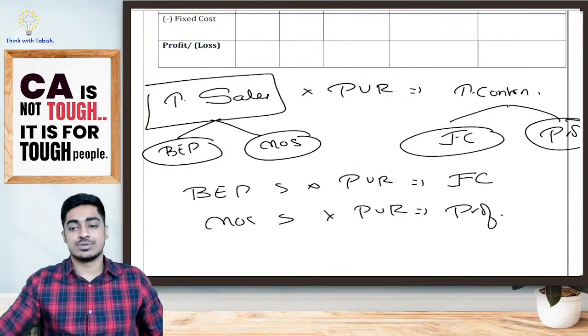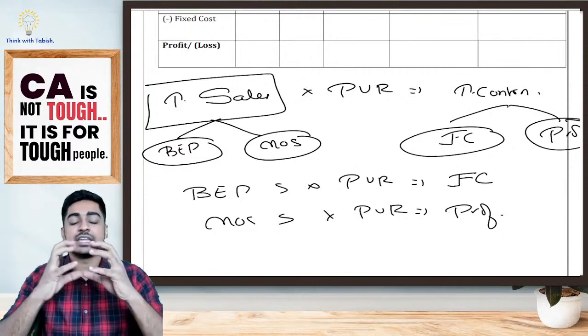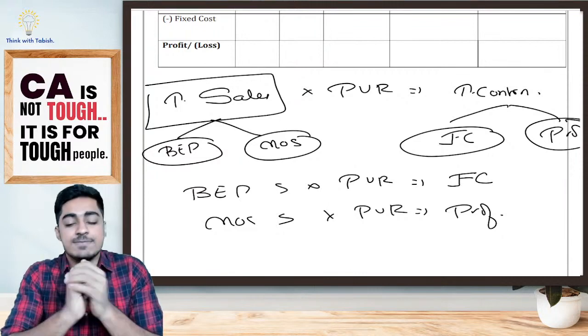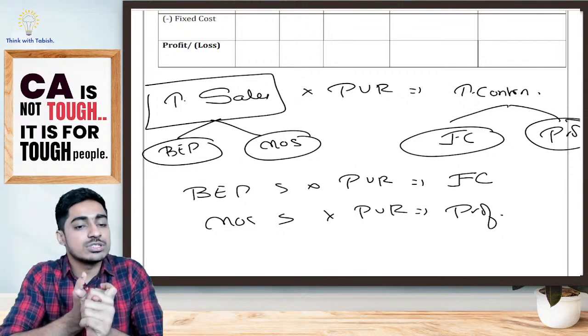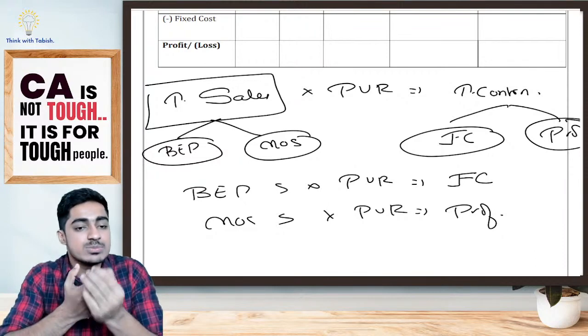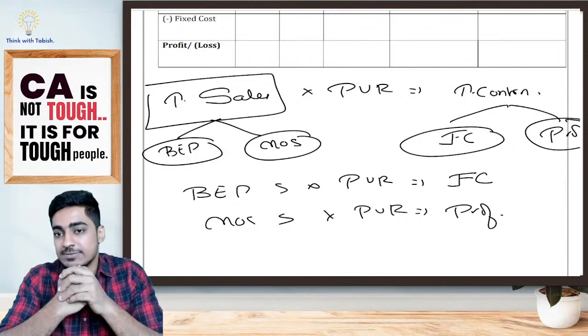Is it clear, students? Any doubts? So till now we have discussed firstly the concept of marginal costing. We've looked at the concept of contribution, PV ratio, variable cost ratio. We have looked at BEP in terms of units, BEP in terms of sale value. Now we have also looked at margin of safety. Any doubts till now?